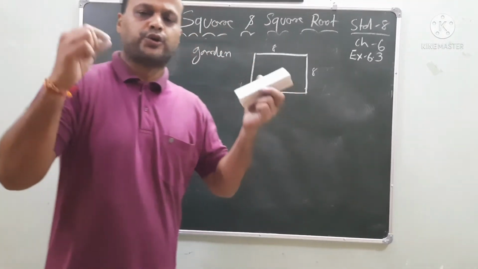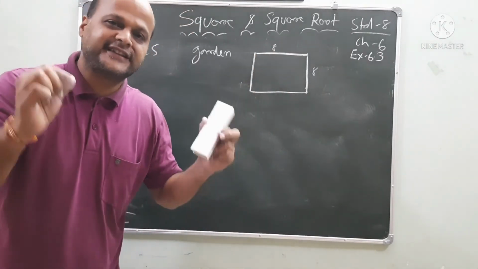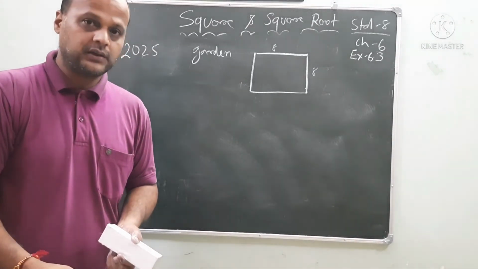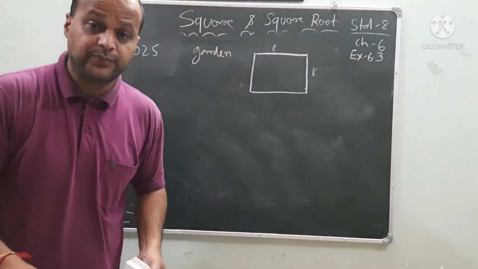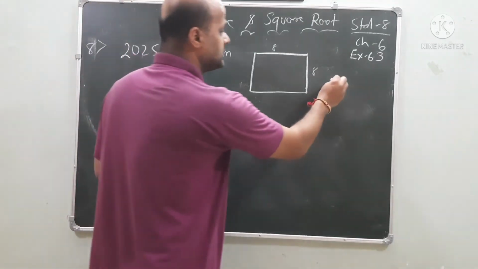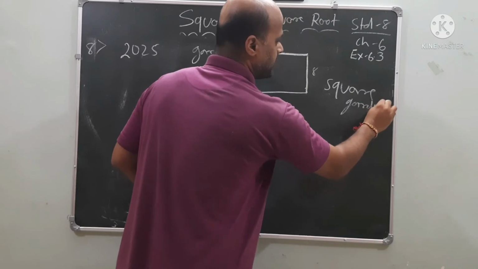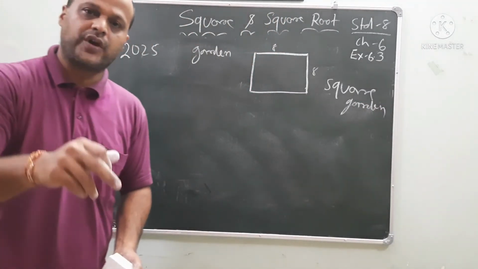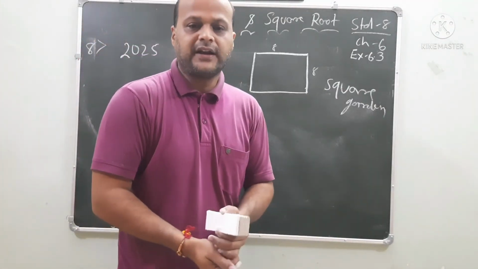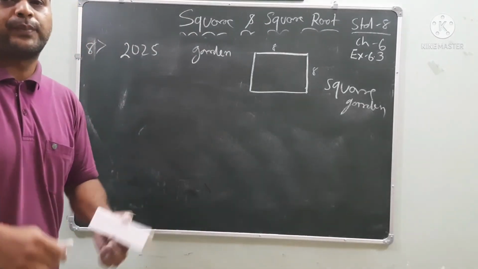Now the question coming to your mind is, what is the shape of this garden? If the rows and columns are equal, it means the two sides of the garden are equal, so it is a square garden. Remember this one. The shape of the garden is square, so we have to take out the square root of that number. Find out the number of rows and the number of plants in each row.